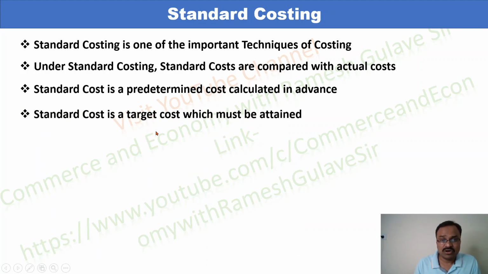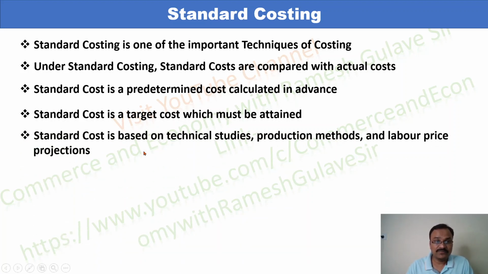Standard cost is a target cost which must be attained, right? So once we set the standard cost, it must be attained. It is a target for an organization to achieve that standard cost, right? Then the next feature of standard cost is that it is based on technical studies, production methods, and labor price projections, right? So if we want to set standard cost, we have to study technical things related to the production methods and labor price projections, etc.